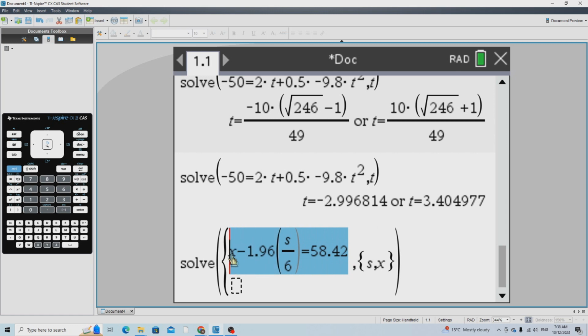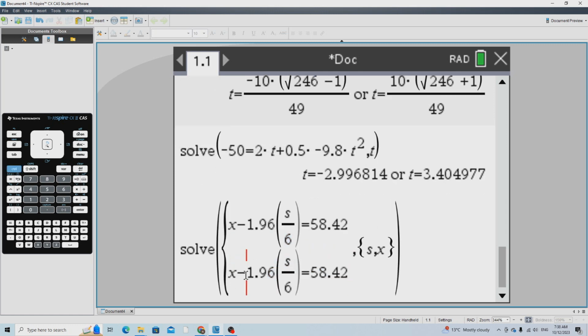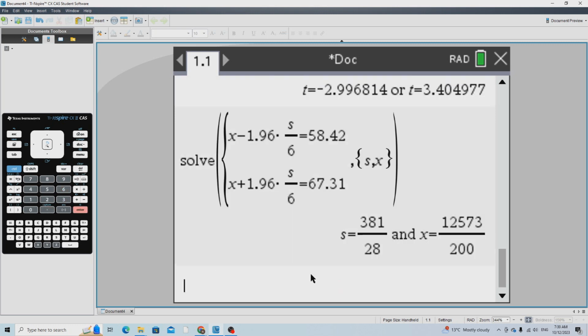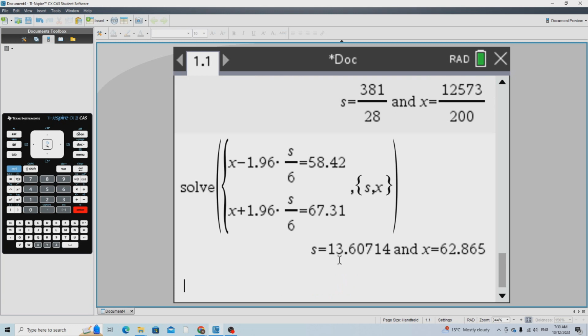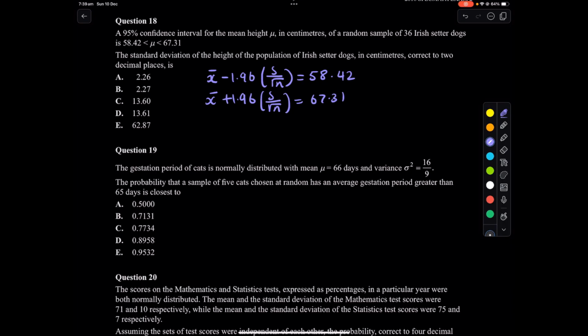So taking this whole expression here and copying it, changing this to a positive and changing this to 67.31, answer, we get the standard deviation, so 13.6. But we wanted two decimal places, so it's 13.61. So D is your answer for that one.